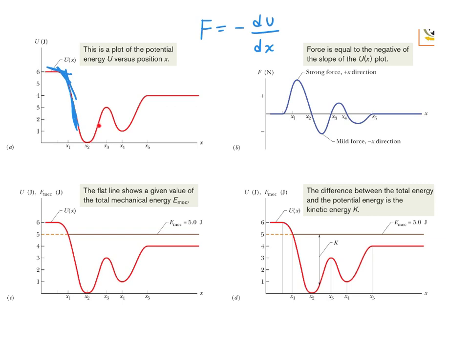What is it called, Anne? A point of inflection. A point of inflection. And for a point of inflection, what do you know? A point of inflection means that the second derivative is equal to 0. Well, isn't this right here the first derivative? The force is equal to the first derivative. Well, what's the derivative of the first derivative? That's the second derivative. And you'll notice right here, what is the slope of this line?